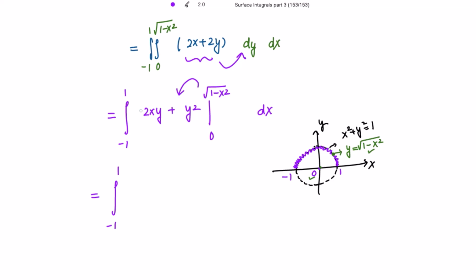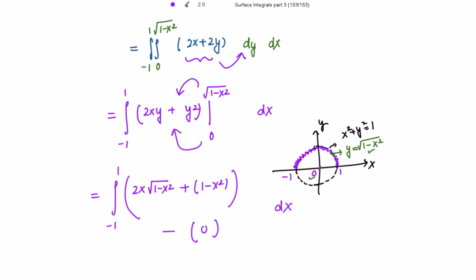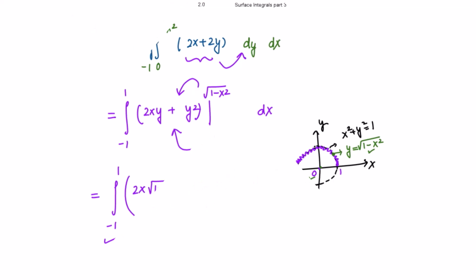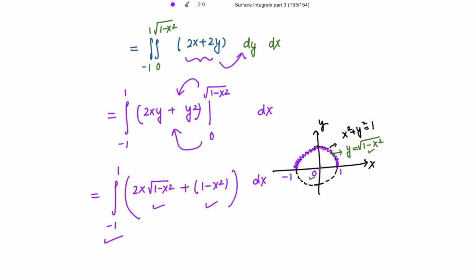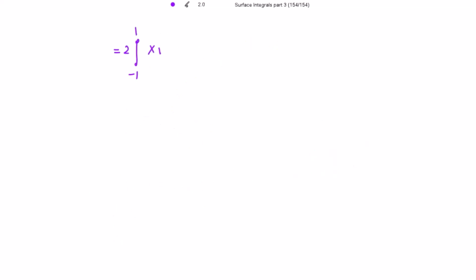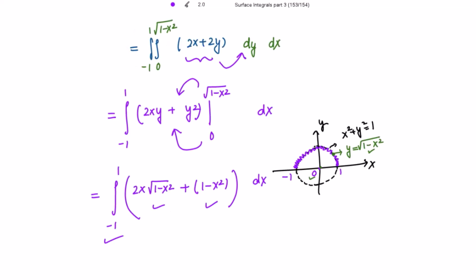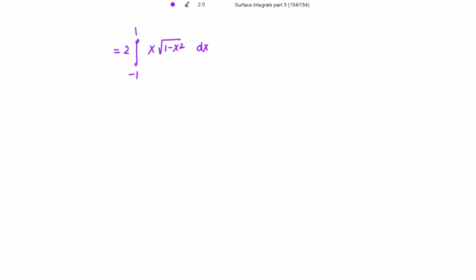Now putting the upper limit for y in this integrand, we get 2x√(1 − x²) + (1 − x²), minus, putting the lower limit, 0, dx. So the integrand is this only. Splitting this integral into parts for these two terms, this is equal to the integral from −1 to 1 of 2x√(1 − x²), taking 2 outside, so 2 times the integral of x√(1 − x²) dx, plus the integral of (1 − x²) dx.